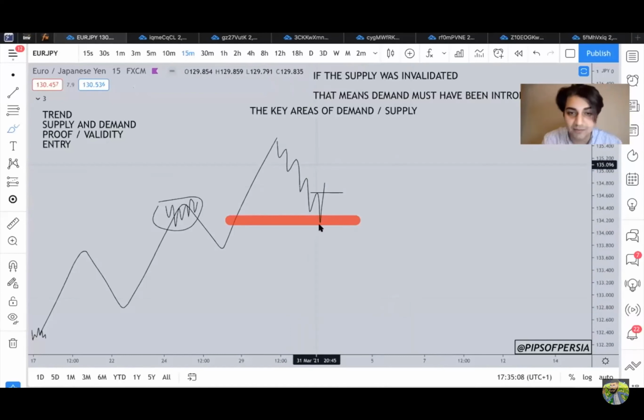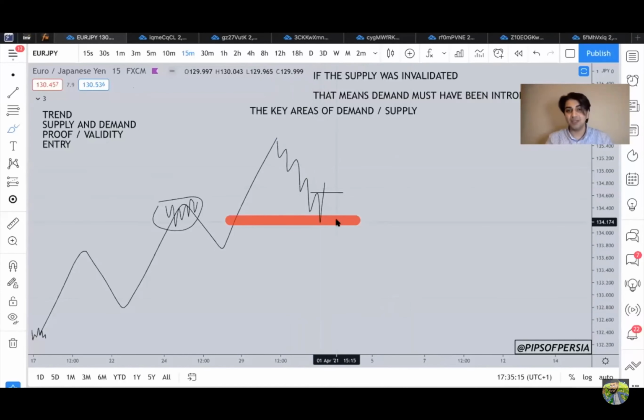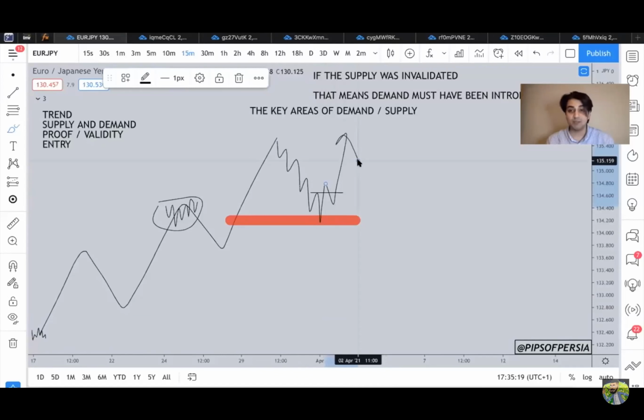So that break of that structure to the upside is now going to prove to me that whatever supply we had previously is now invalidated. Chances are we're going to get a retracement and go higher. Trade management comes into this a lot as well, because now you're taking a higher time frame trade based on a lower time frame break of structure. So you've got to manage your trades properly as well.